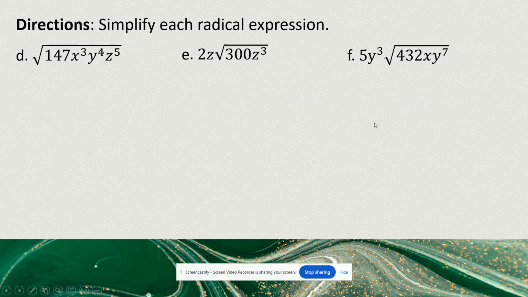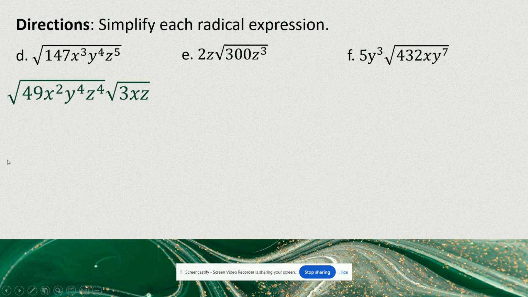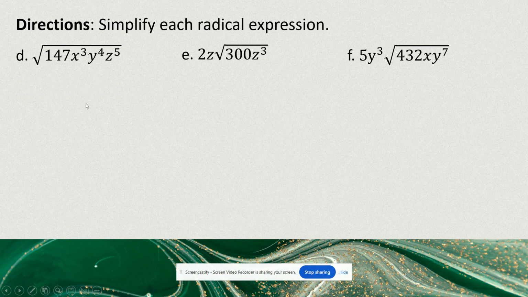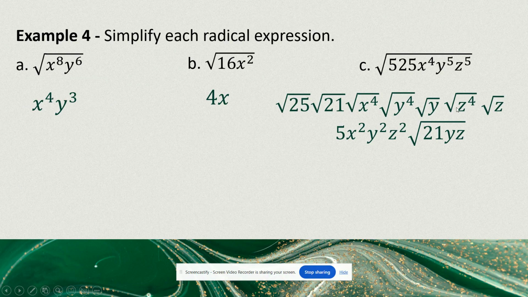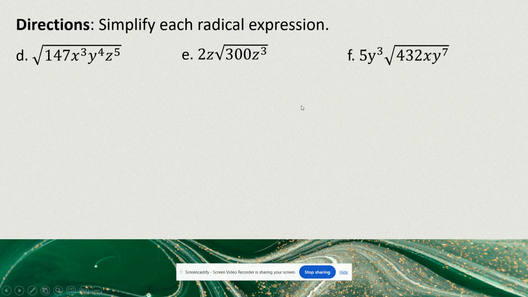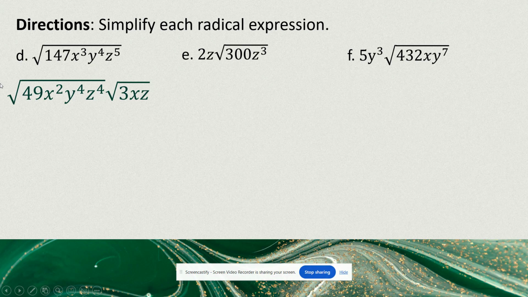Okay, part D, I have the square root of 147, x cubed, y to the 4th, z to the 5th. And once again, I'm going to have to pull out perfect squares of 147 and work with some variables too. So when I do that first step, okay, in this instance, the program is now showing you how you can put all of your nice, quote unquote, nice perfect square factors underneath the same radical instead of writing them all separately like we did here. Okay, this maybe is a better visual for some of us to show that this is the stuff that can be evaluated and this stuff can't.